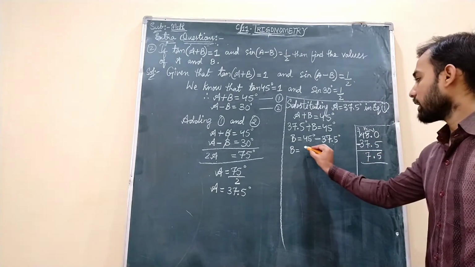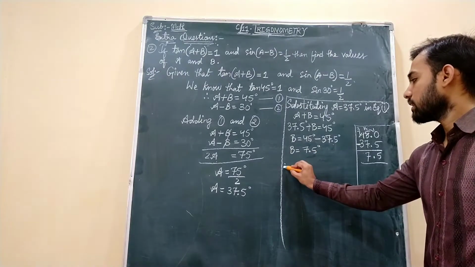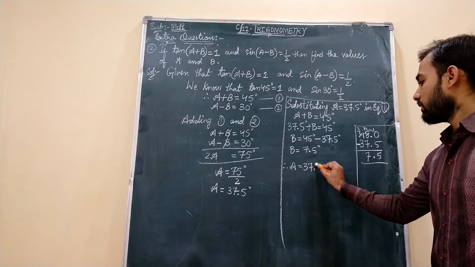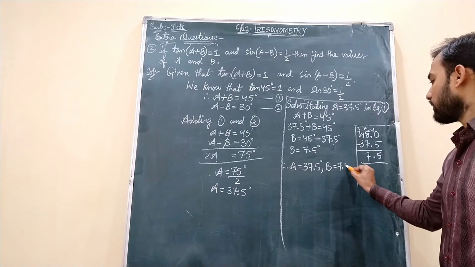So the answer we got is 7.5 degree. Okay students, so at last we can write a equals 37.5 degree and b is equal to 7.5 degree.